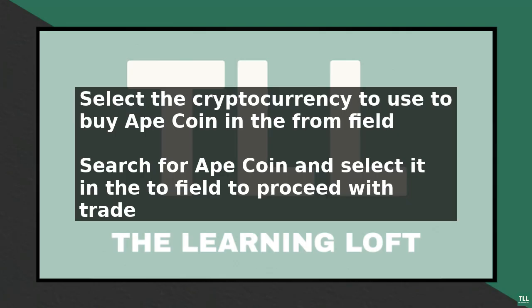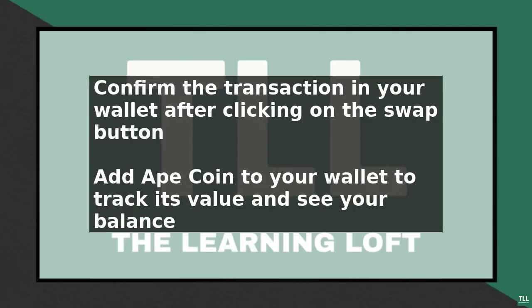It is also a good idea to add Ape Coin to your wallet so you can easily see your balance and track the coin's value over time. To add Ape Coin to your wallet, go to your wallet, click on Add Token, then search for Ape Coin and select it. You can now see your Ape Coin balance and track its value in your wallet.